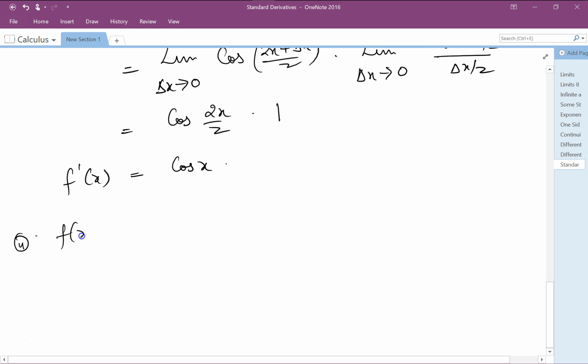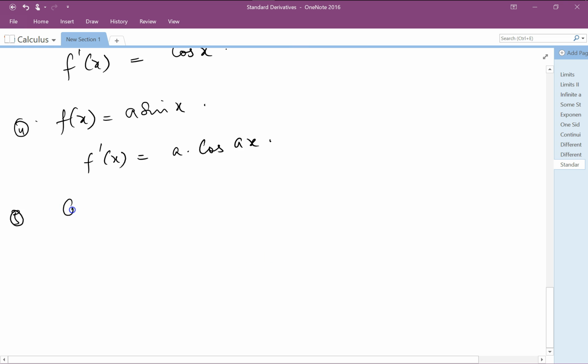Now what about a sin x? f prime of x would be, follow the same procedure. You will end up with a cos ax. What about cos x?